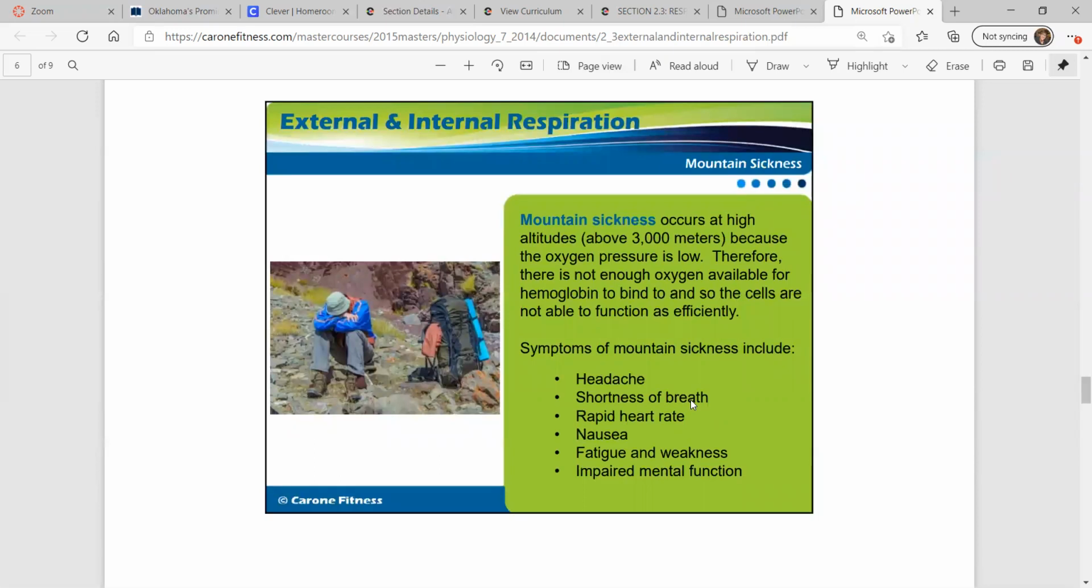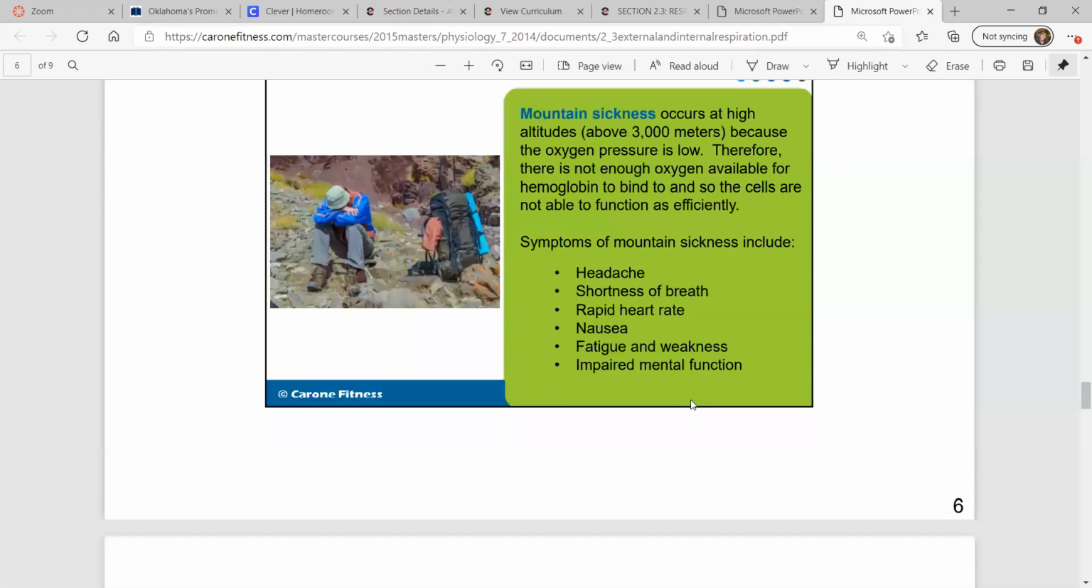So not a lot of oxygen is available for hemoglobin to bind to, and so the cells are not able to function as efficiently. So if you go up to high altitudes, your body will not be functioning as efficiently. Symptoms include headaches, shortness of breath, rapid heart rate, nausea, fatigue and weakness, impaired mental function.